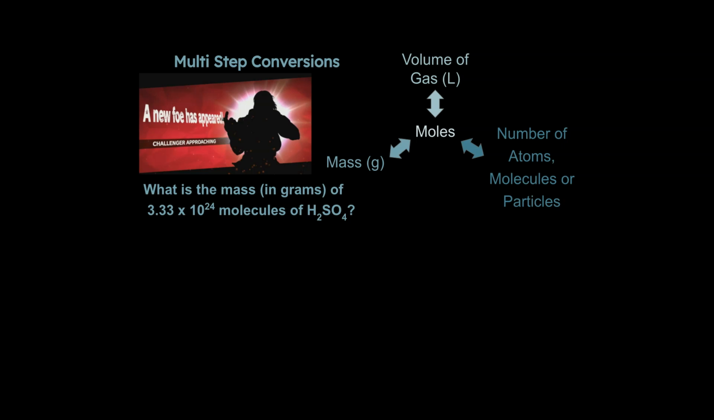So this question says, what is the mass in grams of 3.33 times 10 to the 24 molecules of sulfuric acid, H2SO4? So first of all, we could do the conversion from molecules into moles. The trouble would be when we go from moles into mass. We can't just look up on the periodic table and immediately know what the molar mass of H2SO4 is. We actually have to calculate that.